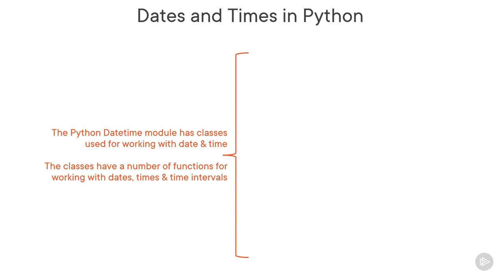With the datetime module, you have classes, and those are used to help you work with date and time in things like log files, text files, scripts, or whatever you might need in regards to working with the date or the time. These classes have a number of functions and methods that you can use for working with dates and times and even time intervals. Let's explore some of these classes.